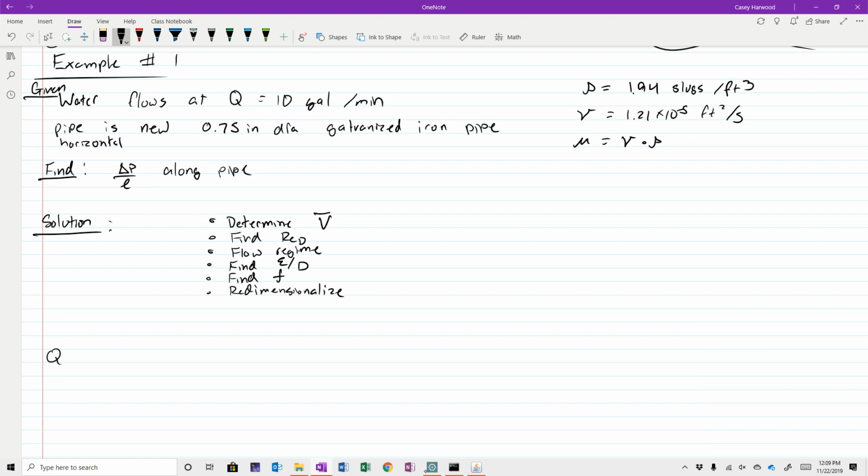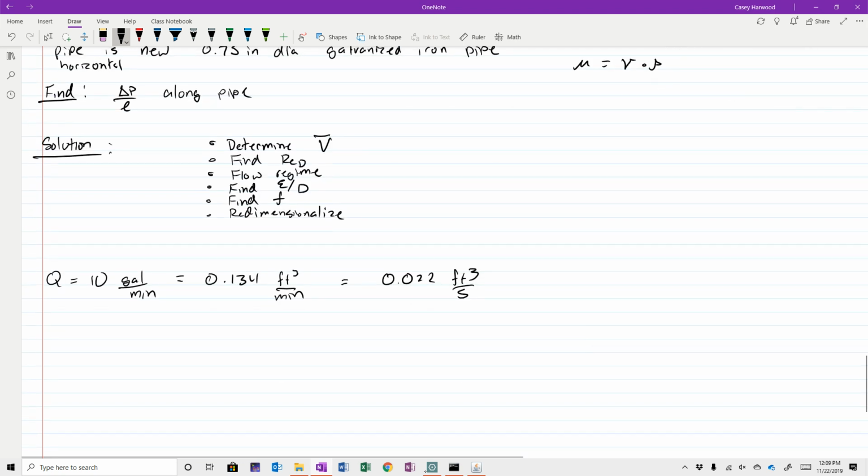So we've got Q equal to 10 gallons per minute, which will work out to 0.134 cubic feet per minute, which is 0.022 cubic feet per second. The area of the pipe, pi D squared over 4, is pi times 0.063 feet, because it's a 3/4 inch pipe.